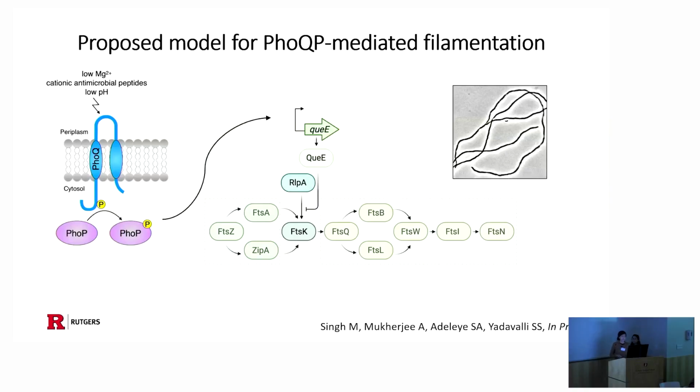So we have this model for now where in presence of certain stressors, when the PhoQ system is strongly activated, there is increased expression of QE in the cell. This excess QE interferes with the localization of the late divisome proteins, but not the early divisome protein. QE possibly blocks the interaction between RlpA and FtsK. This impairs the localization of the late divisome proteins at the Z ring, causing the bacterial cells to filament.